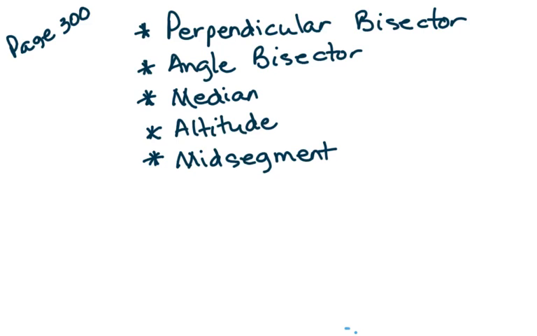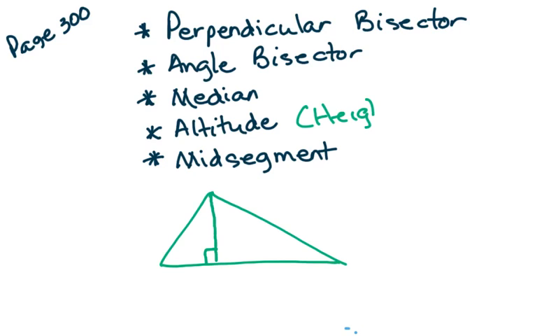And what have we forgotten? Okay, the altitude. So let's do the altitude one. So here's my triangle. And the altitude is the actual height of the triangle. And it does make a right angle. So it's the highest part of the triangle. It just goes up all the way, the height. The altitude is the height of the triangle.